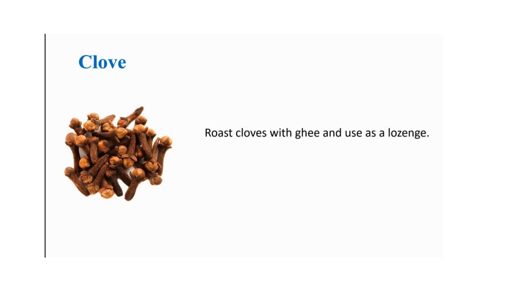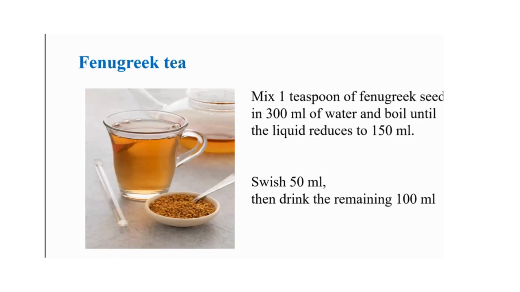This is a very good remedy for the initial symptoms of strep throat. The second one is fenugreek tea. Mix 1 teaspoon of fenugreek seed with 300 ml of water and boil until the liquid reduces to 150 ml. There are two ways we use the fenugreek tea. One is gargling: swish 50 ml of that water for gargling, and after gargling we drink the remaining 100 ml.